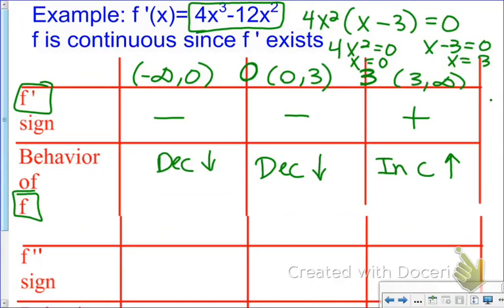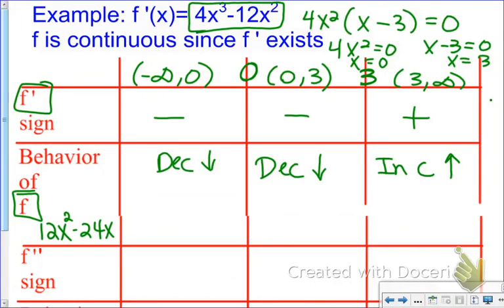Do the same for the second derivative. So now I'm going to put the second derivative, I'm just going to write it over here on the left, in this box, because I'm going to run out of room otherwise. So let's find the second derivative. The derivative of 4x to the third would be 12x squared minus 24x.